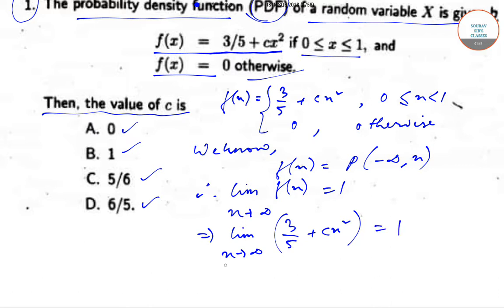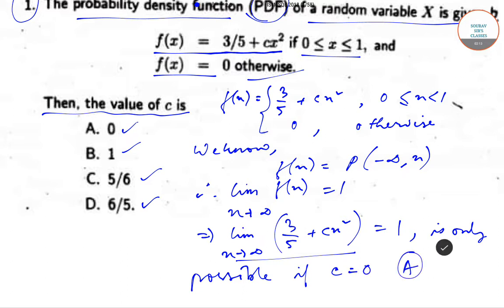Now we know that if we put x equal to infinity over here, then c into infinity square will be c into infinity, that will be some infinity, plus 3 by 5, that will be equal to infinity and not equal to 1. But here we have been given that the value of this limit is equal to 1. So this can only be possible if c is equal to 0. So the correct option is option A, where it is given that the value of c is equal to 0.